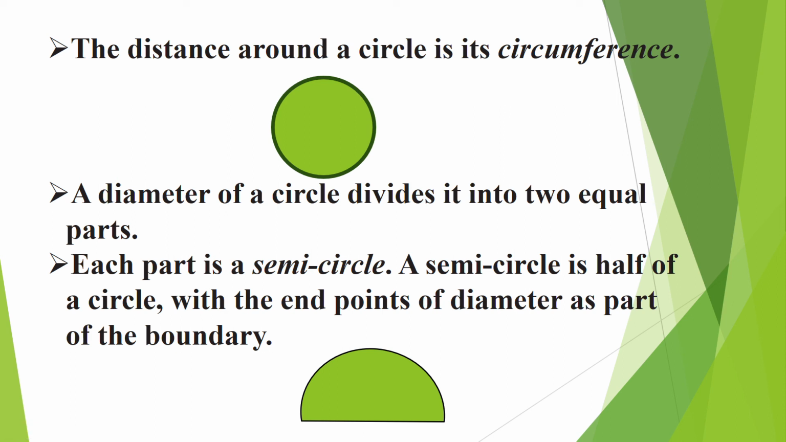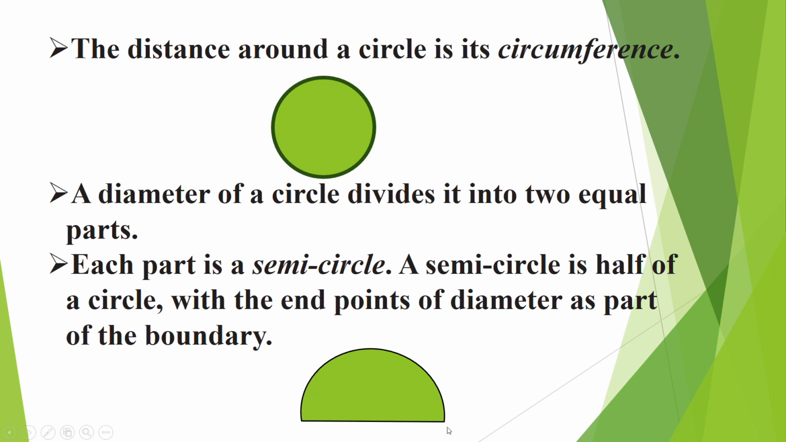Then, a diameter of a circle divides it into two equal parts. As we discussed in the previous slide, the diameter of a circle will divide the circle into two equal parts. Each part is known as a semicircle. A semicircle is half of a circle, obviously. With the end points of the diameter as part of the boundary, the semicircle has two end points.